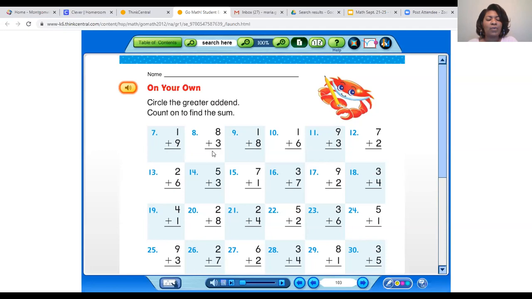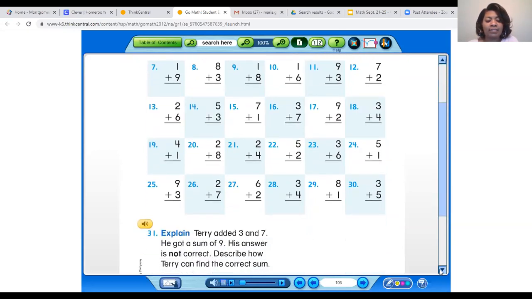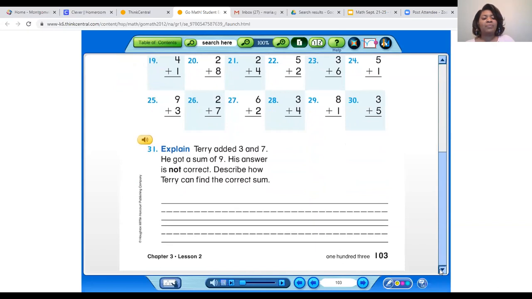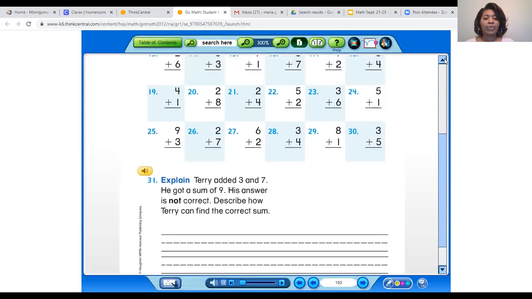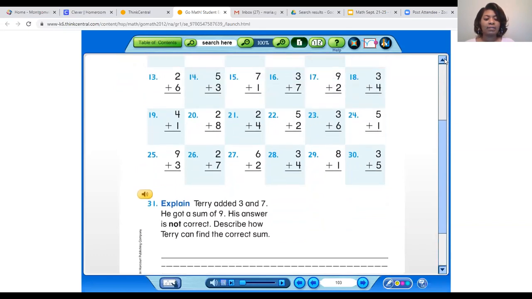8 plus 3 equals. What number is bigger? 8. So I'm going to put 8 in my head, and I'm going to count on 3. 8, 9, 10, 11. So I know that 8 plus 3 is equal to 11, okay? So that is what we're doing here for extra practice. Okay? So I want you guys to work through these. And let's look at this right here.